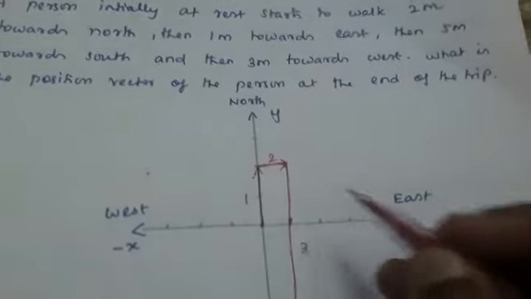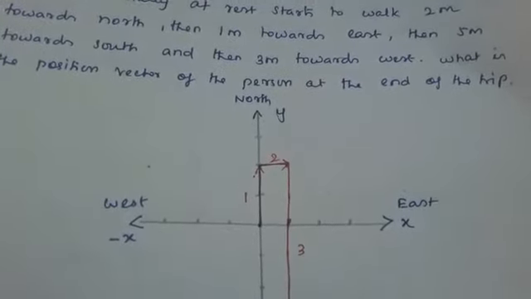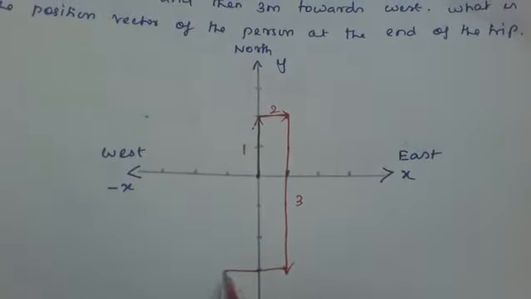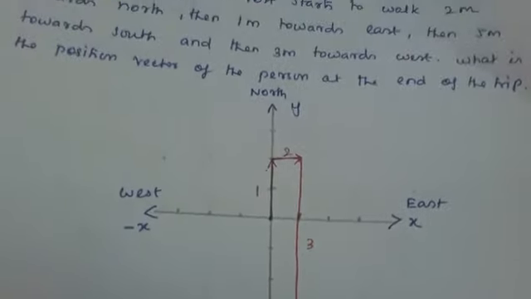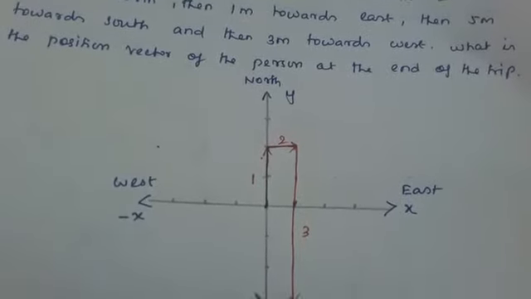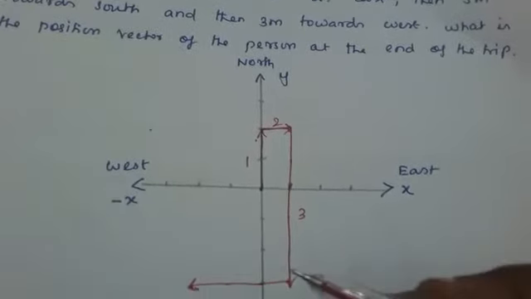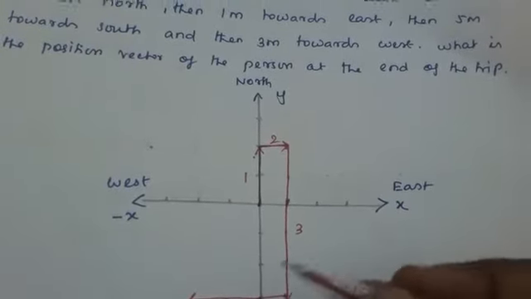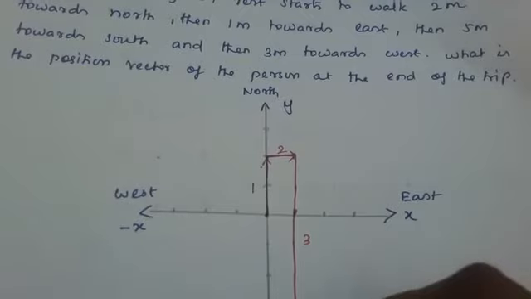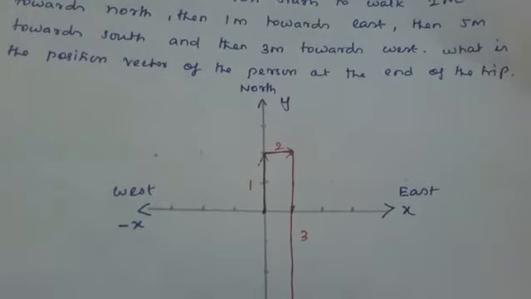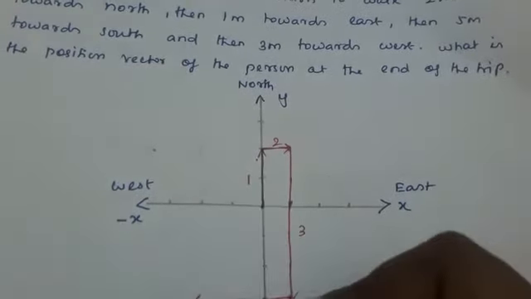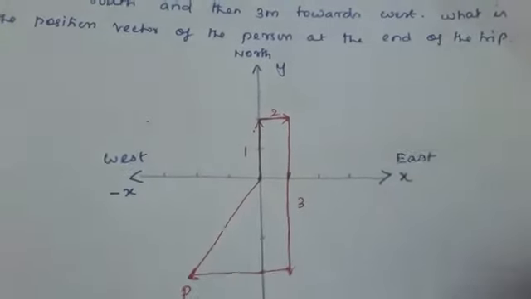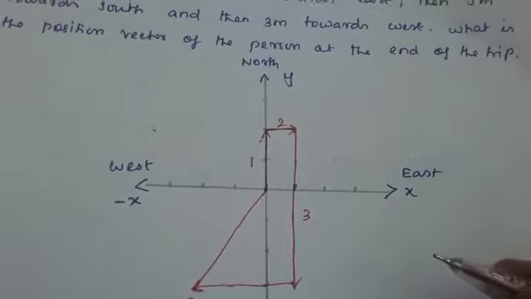Then 3 meter towards the west. So here it is 1, 2, 3. Now he is ending his trip here. Now you have to find the position vector of the person at the end of the trip. What is the position vector? This is the point P where he is ending. The distance between the point P and the origin, that is your position vector.